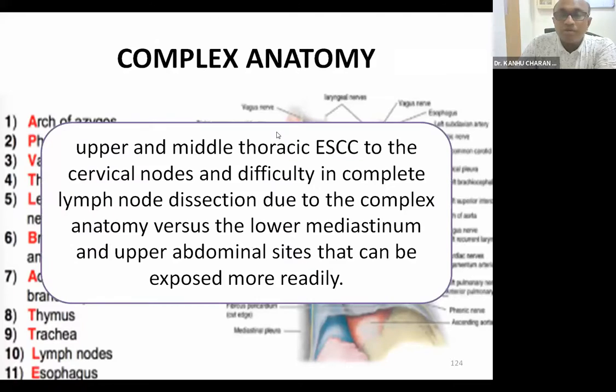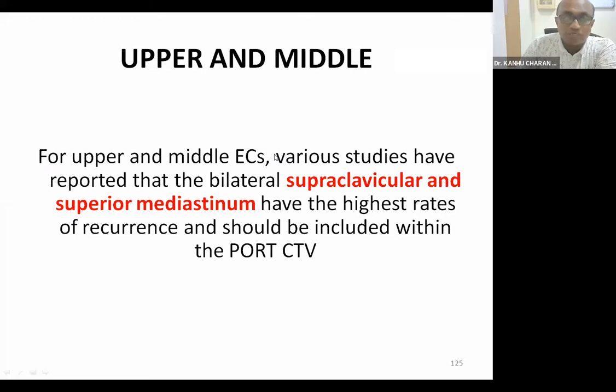So for upper and middle thoracic esophageal cancer, the extension to the cervical region is difficult to complete. Because of the complexity, upper mediastinal lymph node dissection is difficult, and the lower mediastinum and upper vertebral sites can be exposed more easily. So you have to think about the mediastinal group of lymph nodes to be treated. For upper and middle esophagus, various studies have reported that bilateral supraclavicular and superior mediastinum have the highest rates of recurrence, and should be included within the port of CT.